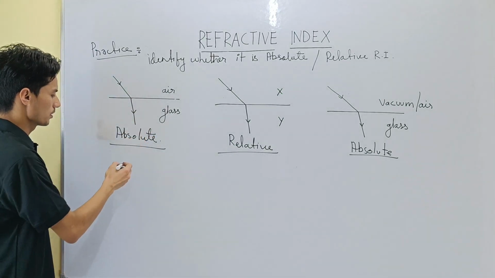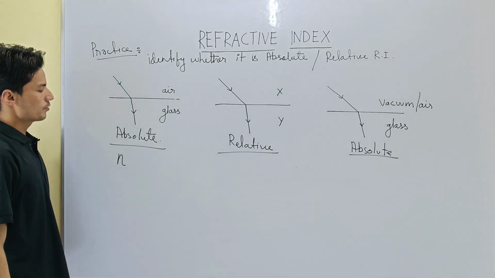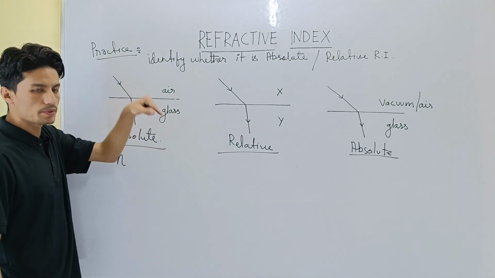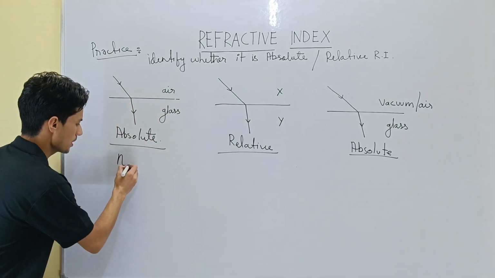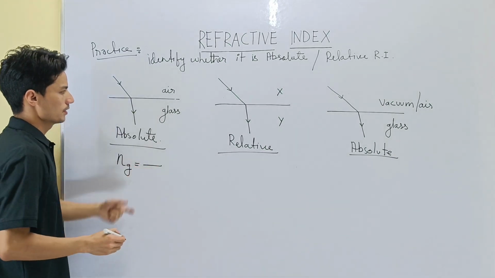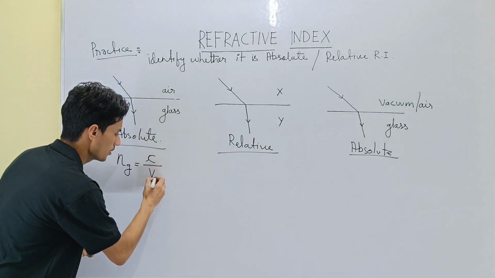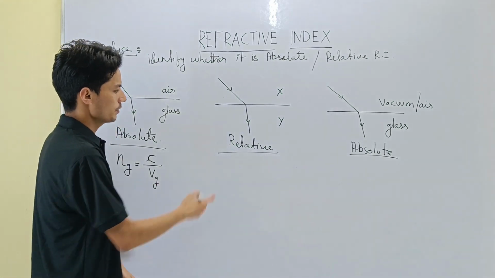Let's write the formula for this one. So how will the formula be? The formula will be: refractive index is found for the medium into which light enters. So glass, right? So Ng is equal to, how do you write here? This is absolute refractive index, so C will be there, and V, which one? Vg, correct.